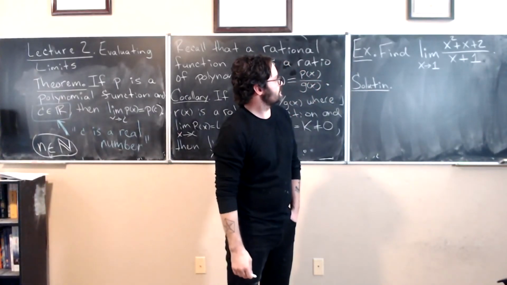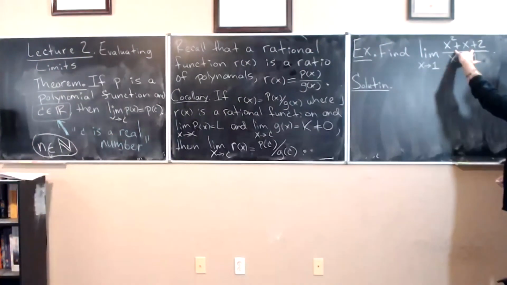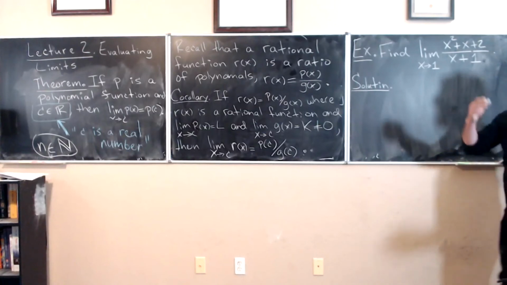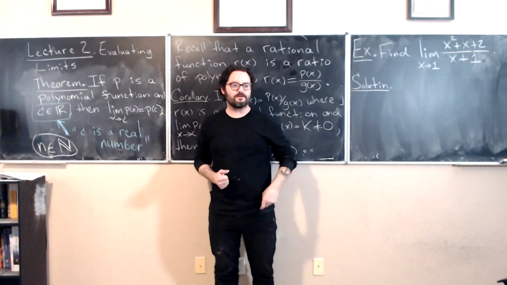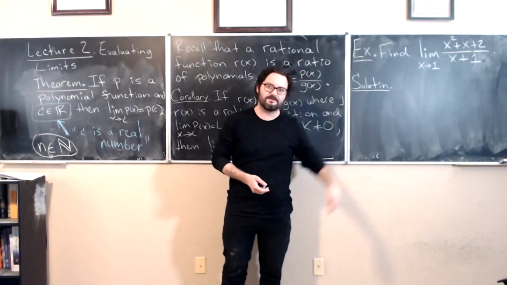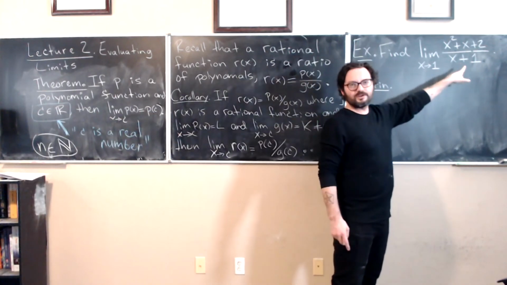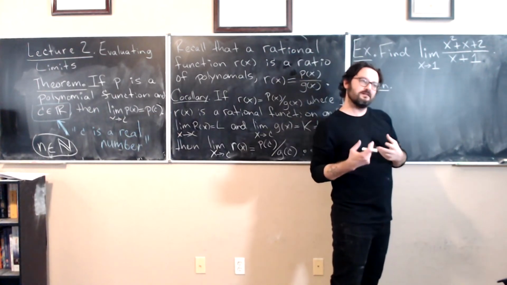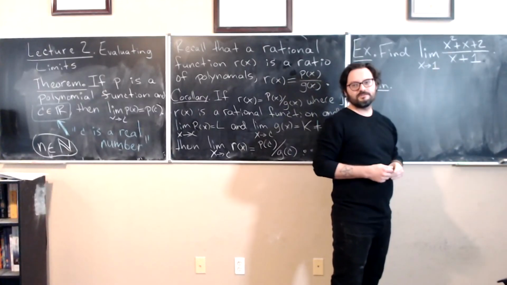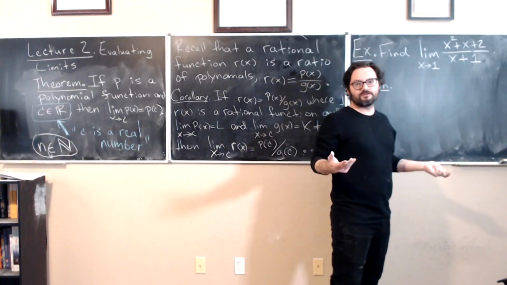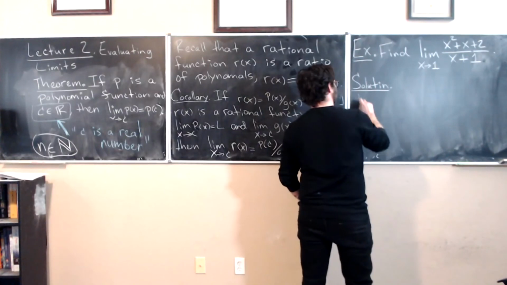So this value here in the numerator, x squared plus x plus 2, it's a polynomial. We can just use that theorem right there, plug in 1 into it and see what it equals. And then also, the denominator is a polynomial that if we evaluate the limit by simply plugging in 1 into it, it's non-zero. We just take the ratio of those limits.